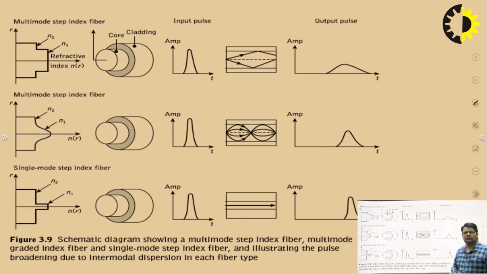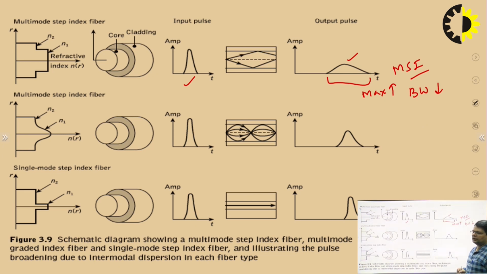Here we have shown the effect of dispersion on different types of fibers. First, multi-mode step index fiber. This is the input pulse. This is the output spread pulse after dispersion. We can see that the dispersion is maximum. When the dispersion is maximum, bandwidth availability will be minimum.